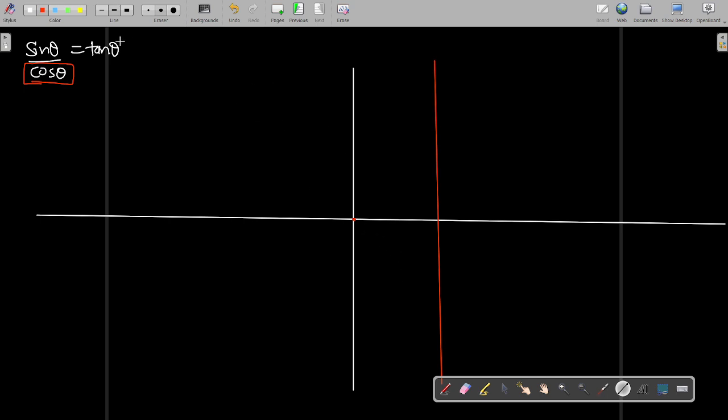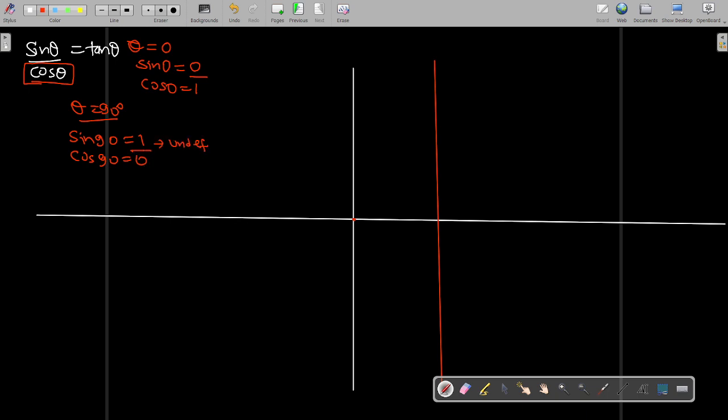At theta equals 0, sine 0 is 0, and cos 0 is 1. So 0 divided by 1 is 0. That's why the graph will pass through here. When theta is 90 degrees, sine 90 is 1, cos 90 is 0. So 1 divided by 0 is undefined. That's why at this point it's undefined.